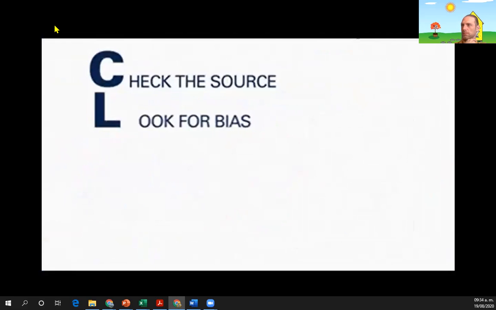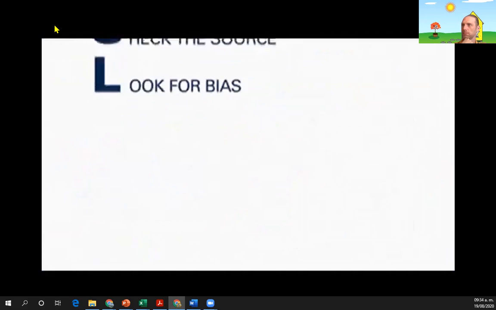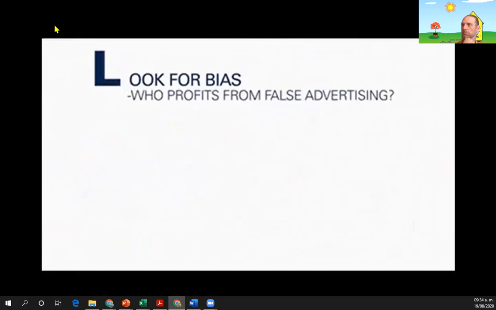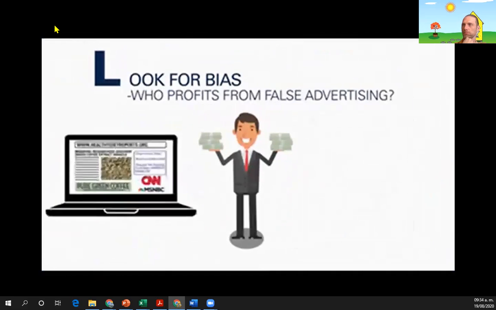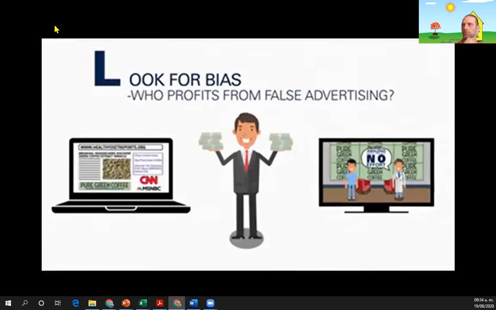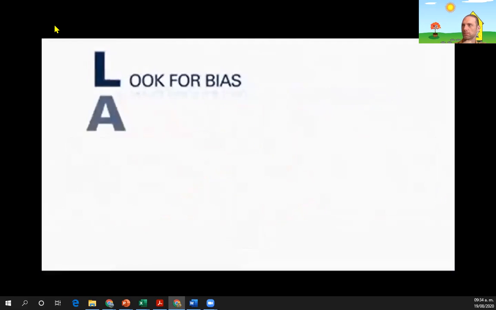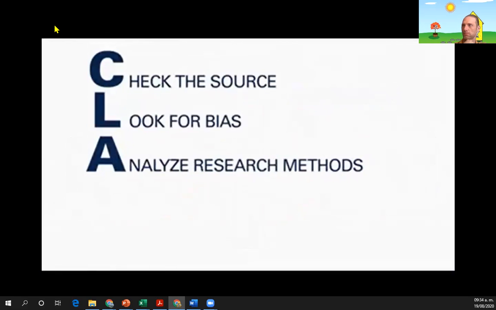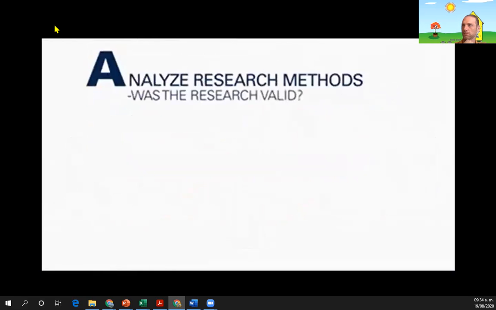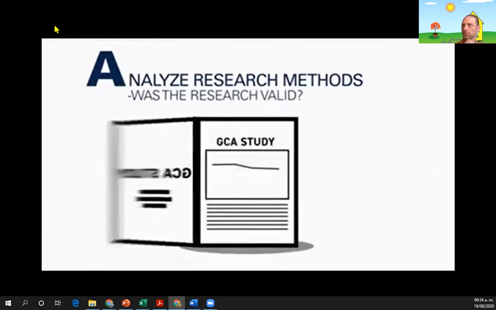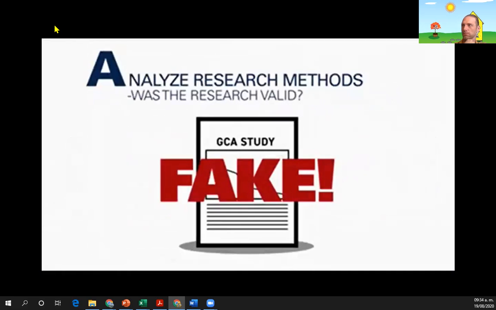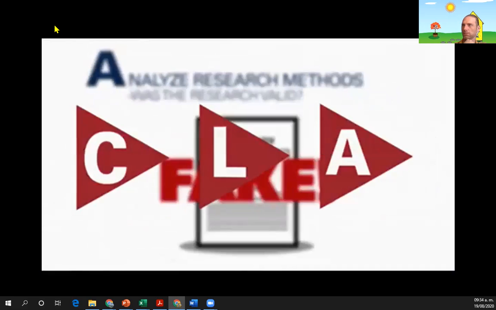Next, we look for bias and hidden agendas. Who profits from false advertising? The sellers of Pure Green Coffee profited from fake media websites and endorsements, all based on the fake GCA study. Any bias in endorsements is a second red flag. Next, we analyze the research methods. Was the research valid? The GCA study altered weights and other key data, so the study was fake. Bad research is our third red flag.